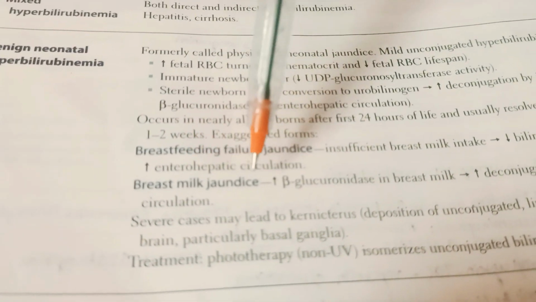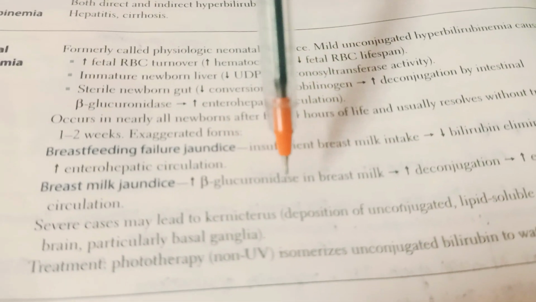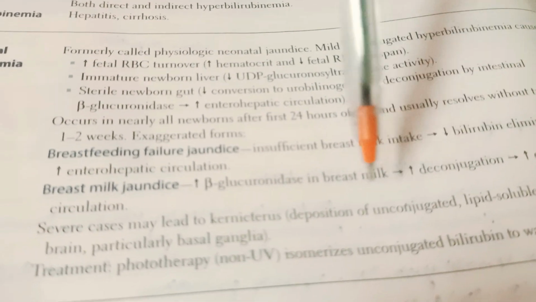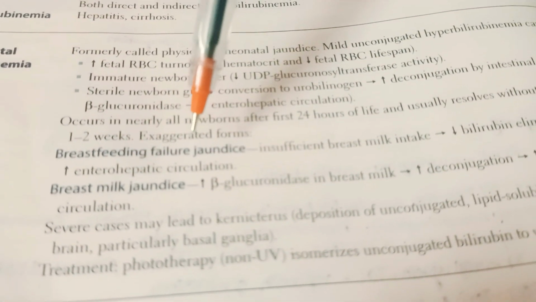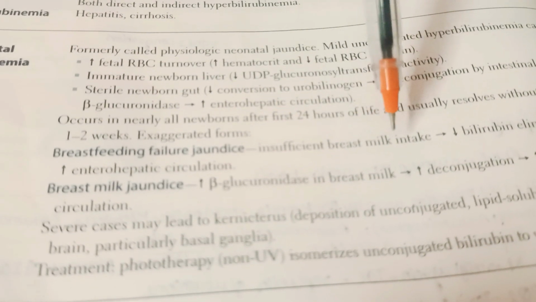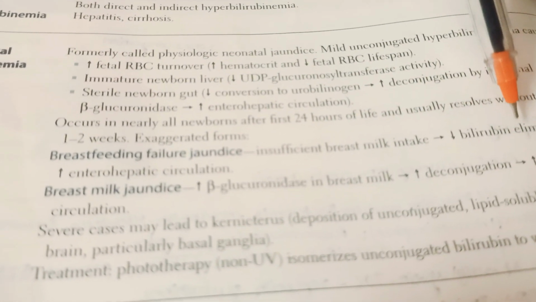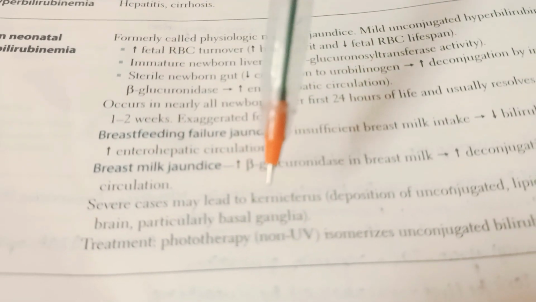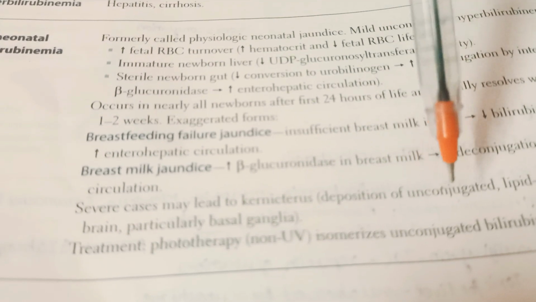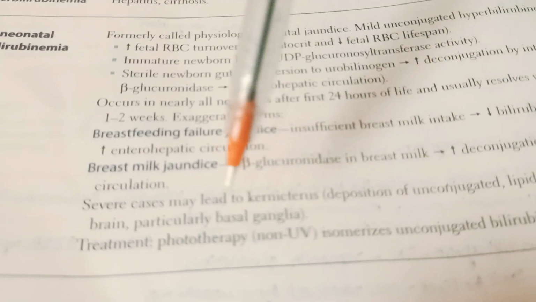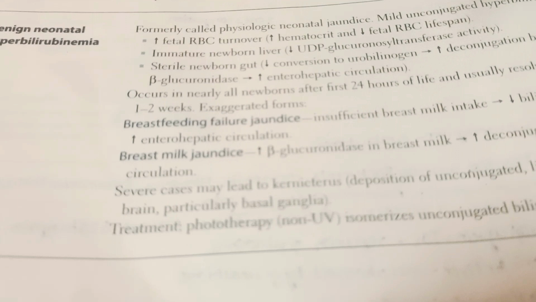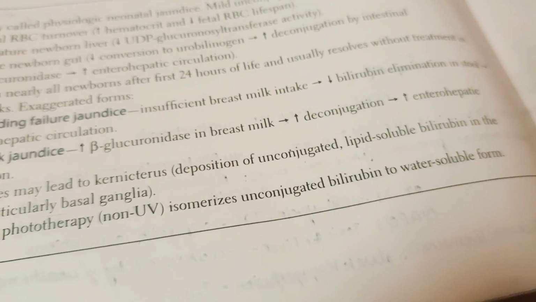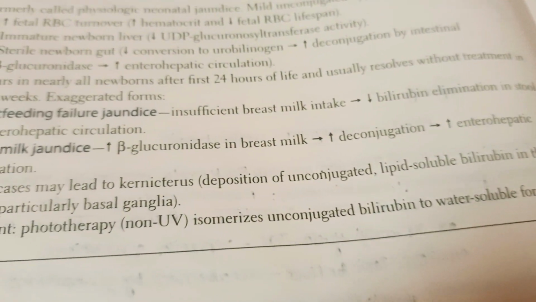Breast milk jaundice is where there is increased beta glucuronidase in breast milk, which leads to increased deconjugation and increased enterohepatic circulation. Breastfeeding failure jaundice is insufficient breast milk intake, so decreased bilirubin elimination in stool, leading to increased enterohepatic circulation. Severe cases may lead to kernicterus, which is deposition of unconjugated lipid-soluble bilirubin in the brain and also in the basal ganglia. Treatment is phototherapy, which is non-UV and isomerizes unconjugated bilirubin to a water-soluble form.